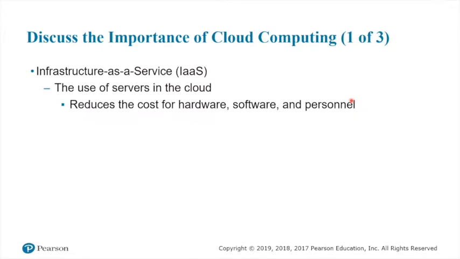Infrastructure as a service, again, is using servers in the cloud instead of purchasing and maintaining servers on site. What's the benefit? It means that a business has reduced costs for hardware and software and personnel to support that equipment. So it takes costs and moves them off-site.